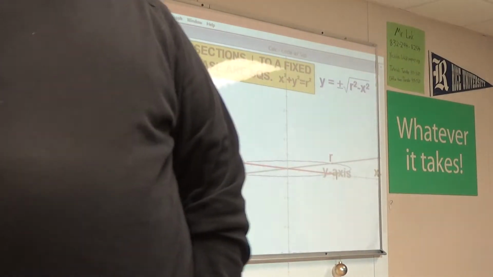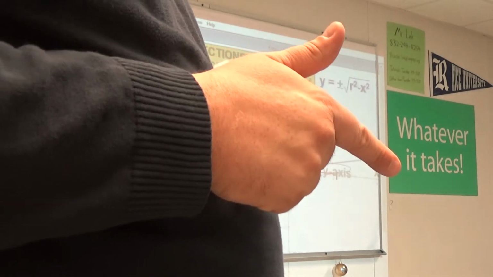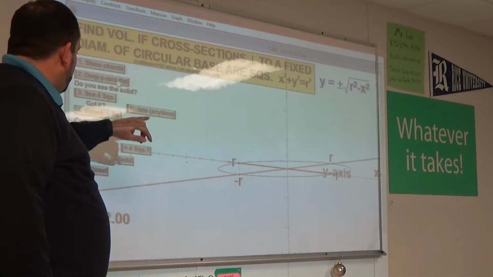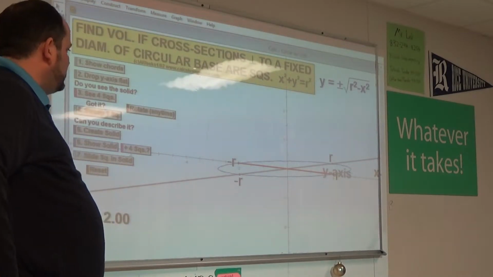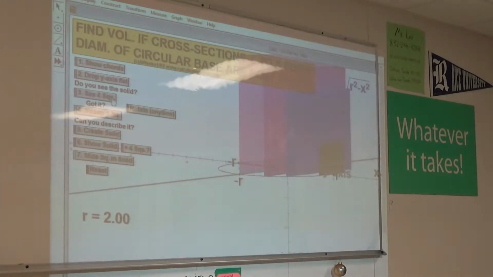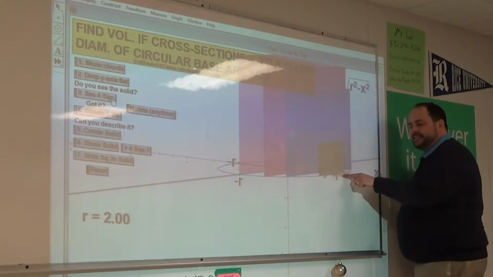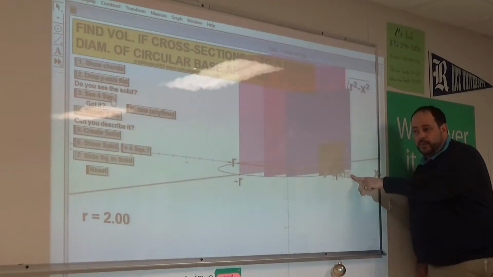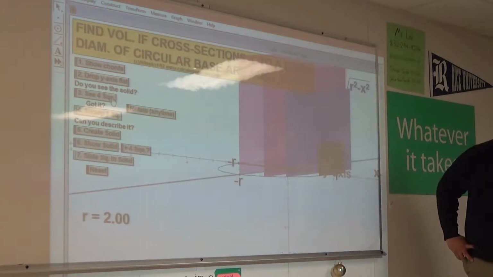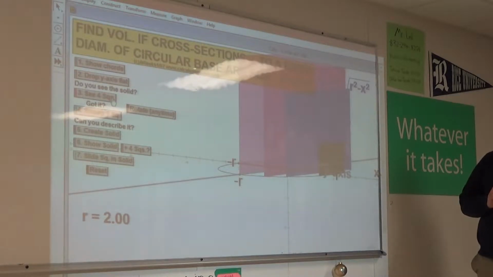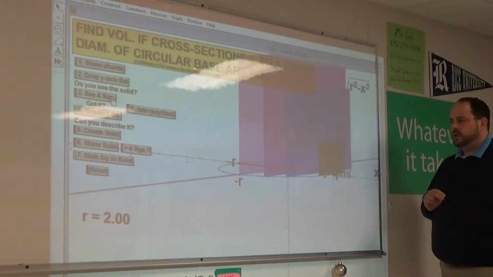I want to make slices that are squares with one side in the base. So if you could, Victoria, show me 4 squares. See 4 squares? My squares are going from one side of the base all the way to the other side of the base. What direction are we making these slices? Are these dx slices or dy slices? They're parallel to the y-axis, so it should be DX.